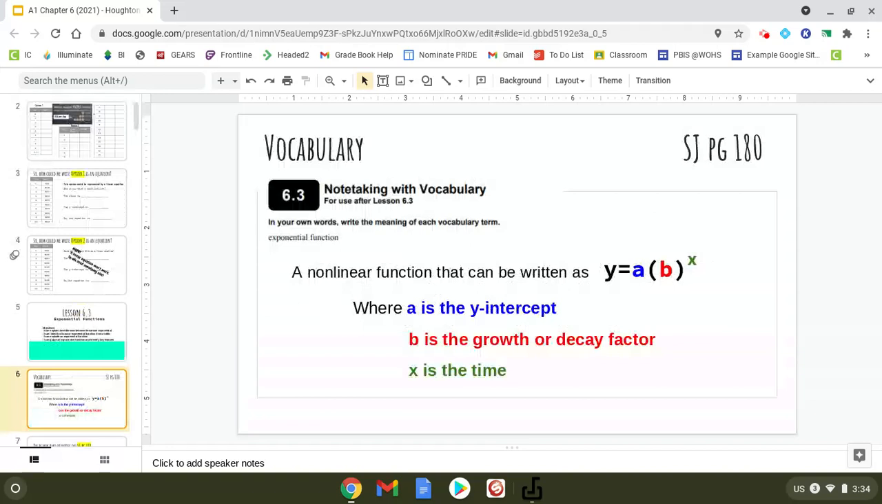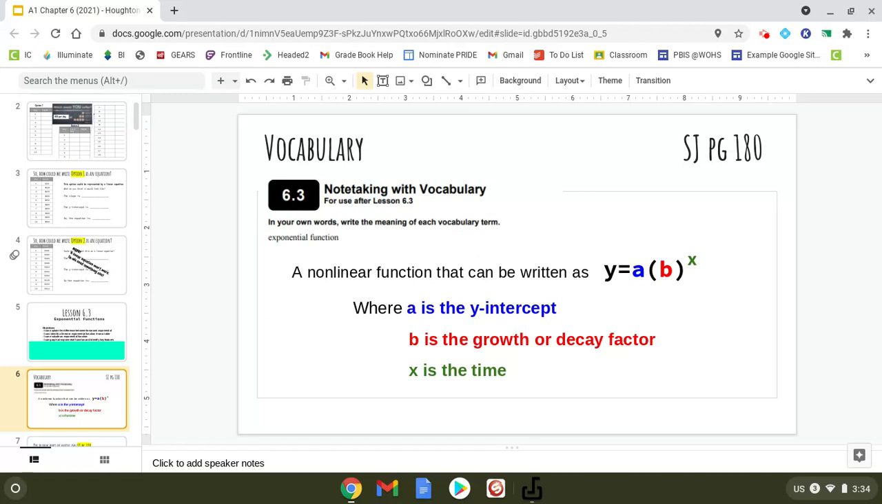So first thing I'm going to have you start with is to put some vocabulary in your student journal. So we're going to be on page 180. The only word that we have is an exponential function. And what this is, it's a non-linear function, so it can't be represented with a line, that can be written as y equals a times b to the x. And make sure you write that x small because that's an exponent for the equation.